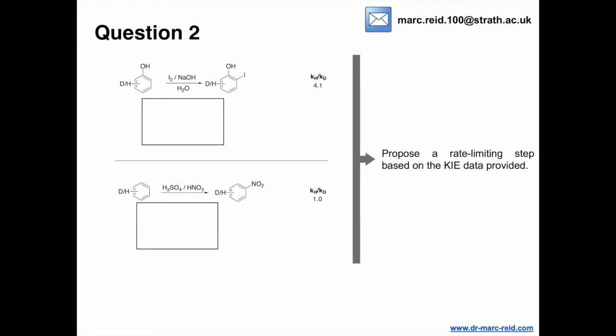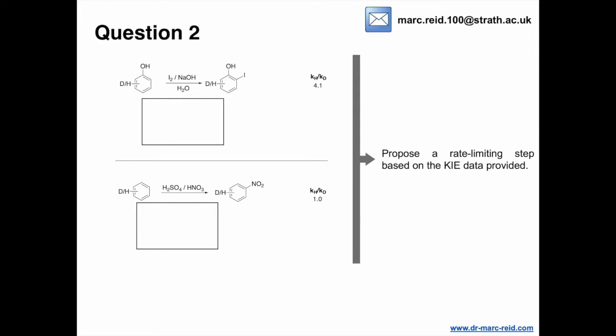Let's look at some more examples now, with some more questions for you to try. The top reaction on the left of the slide is a base-mediated orthoiodination of phenol. When we run the reaction with and without deuterium labels on the aromatic ring, we see that the non-deuterated reaction has a rate constant about 4 times greater than that for the deuterated version.